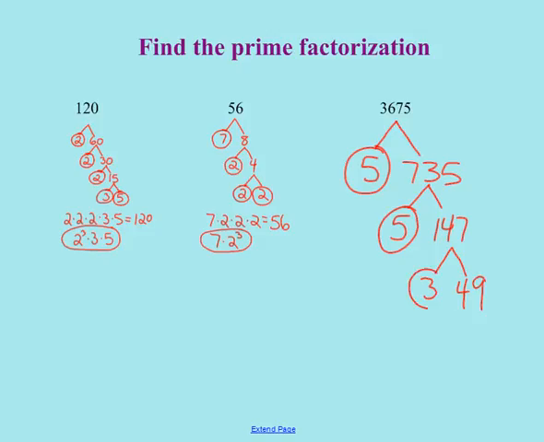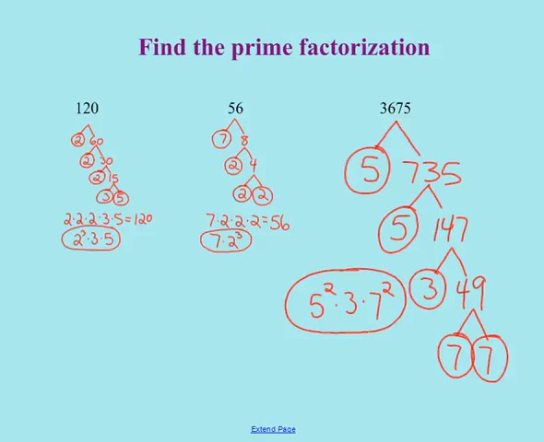3 is a prime number. 49 is a composite number. And it just so happens that 7 times 7 is 49, and both of these are prime numbers. So we can write the prime factorization as 5 squared times 3 times 7 squared. And that'll give us 3,675. This is our prime factorization.